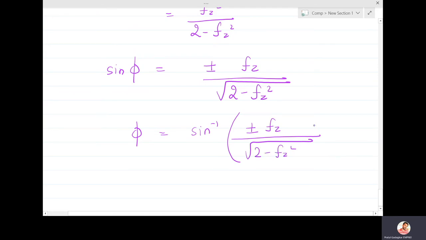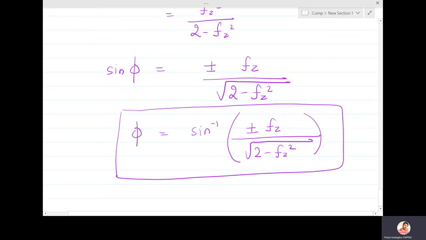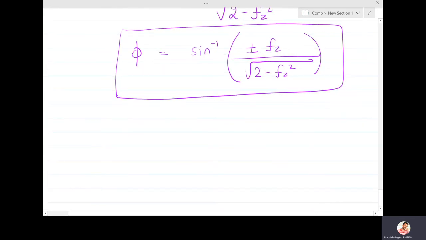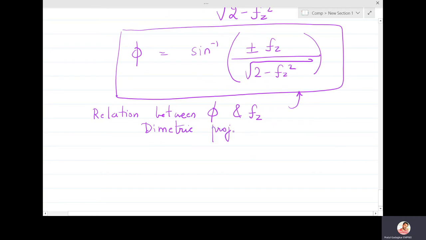So this is what we were looking for. If fz is given to us, we have found a relation between phi and fz. So let me write here, a direct relation between phi and fz without involving theta. So this is that relation. In which case of projections? In the case of dimetric projections. Do not forget this.